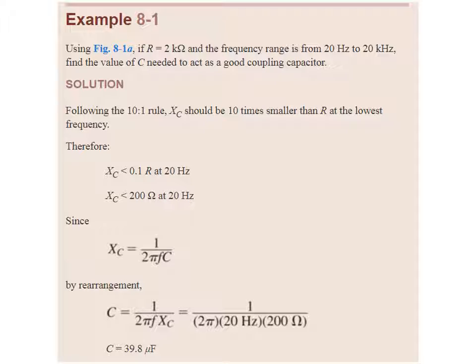If you have a 2 kilo ohm resistor and the frequency range is 20 hertz to 20 kilohertz, find the value of capacitance needed to act as a good coupling capacitor. So here we can simply use the formula that we all learned back in University Physics 2. XC is 1 over 2 pi frequency times capacitance. So we can simply solve this for capacitance. We can plug in the information as given. XC here is 200 ohms, 20 hertz, and so we get capacitance of 39.8 microfarads.